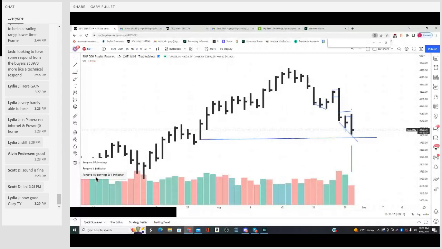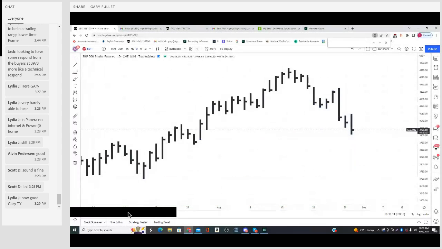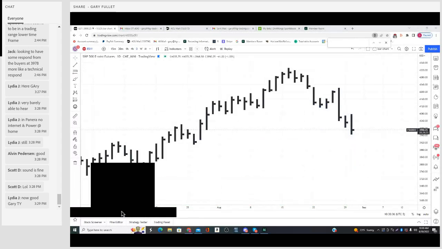Everybody can see this chart, right? Hopefully everyone but Scott. Okay, good.